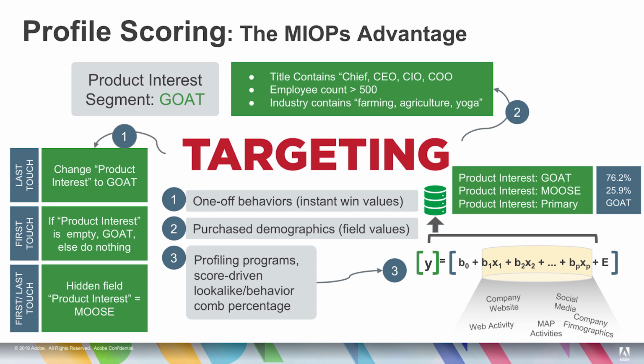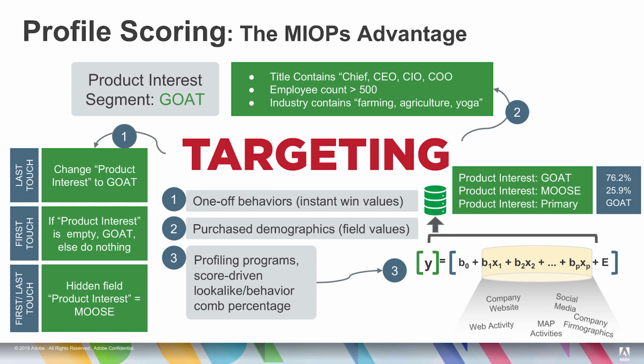Second is purchase demographics, actual field values, where you're doing things like, your title contains CEO or chief or executive, and your employee count is also greater than 500. And then we also have industry segmentation in order to guess from a top level down what somebody is actually interested in terms of the product. So those are the 2 really common out-of-the-box ways that people deal with this.